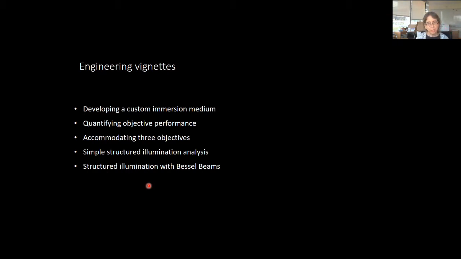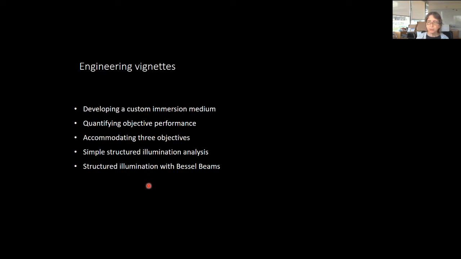So I want to talk a little bit about how we developed a custom immersion medium to match this very specific sample, a cleared Drosophila brain. I want to talk about how we had to build custom objectives to work with that immersion medium and also to fit into the crowded space to make this 3-axis microscope. And so I wanted to talk about how that went and the mistakes that were made. Some of the tricks that were needed in order to accommodate those 3 objectives and the tiny sample space that you have left over.